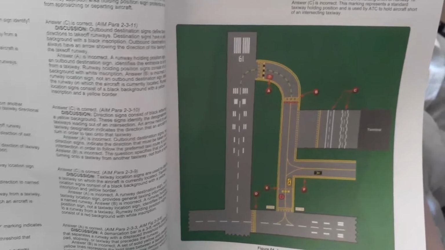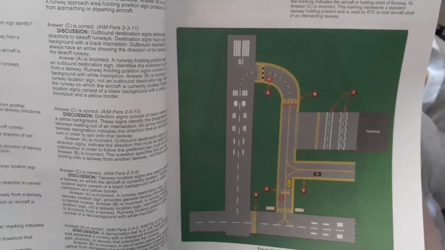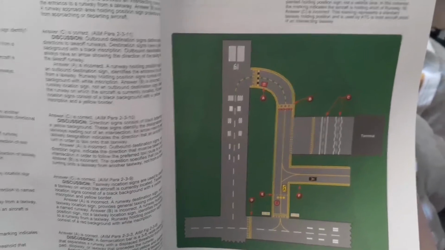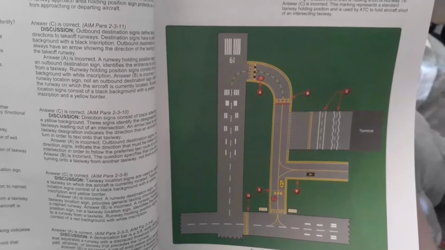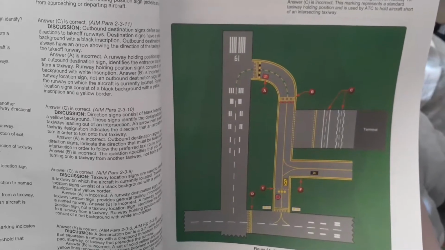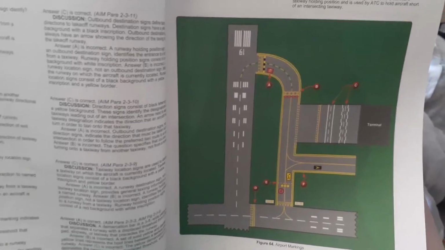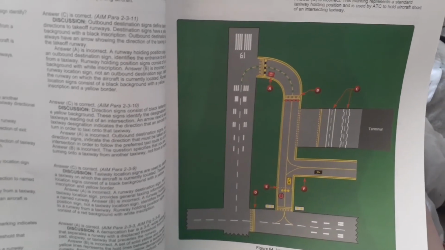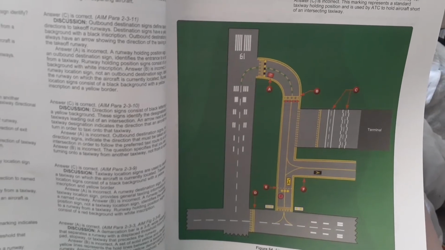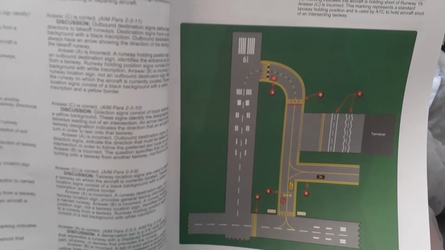Question 17. What purpose does the taxiway location sign serve? A, provides general taxiing direction to named runway. B, denotes entrance to runway from a taxiway. Or C, identifies taxiway on which an aircraft is located. Question again, what purpose does the taxiway location sign serve? The correct answer is C, identifies taxiway on which an aircraft is located.